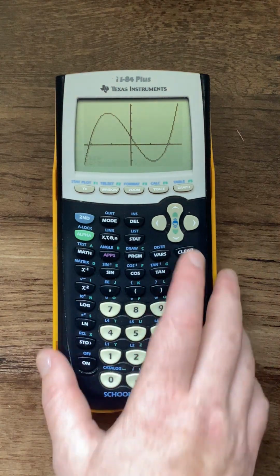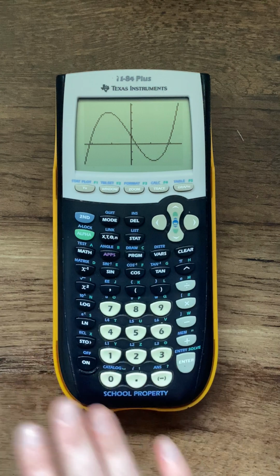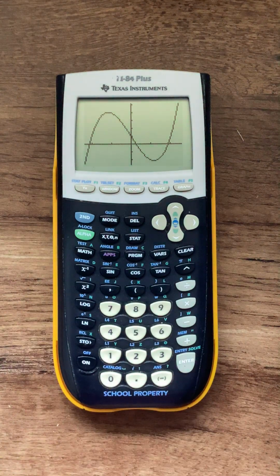So, cool. All right, so that's some basics on how to input functions into the calculator and how to find different characteristics using the graphing calculator, like maximums and minimums and zeros. If you have any questions, feel free to email me. And yeah, hopefully this was helpful. All right.